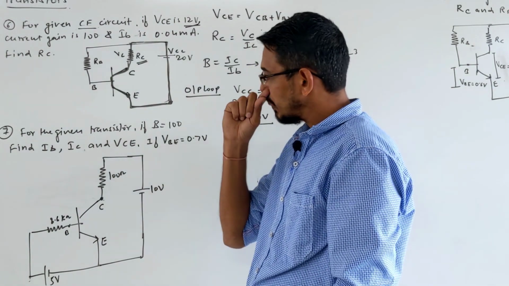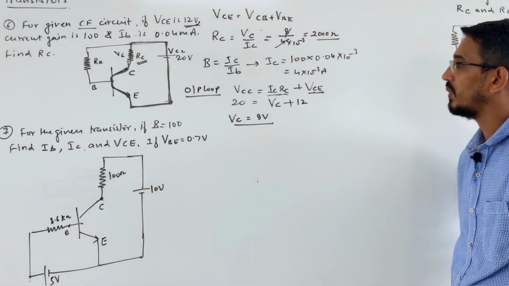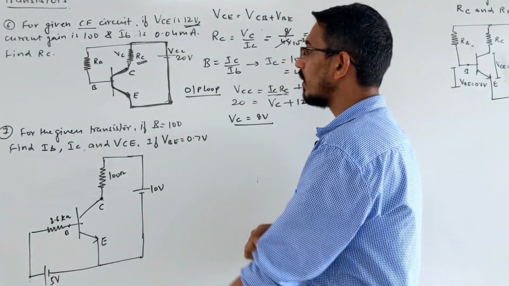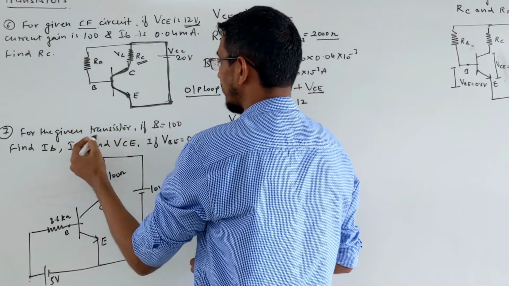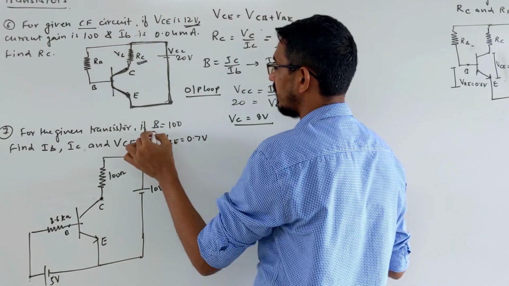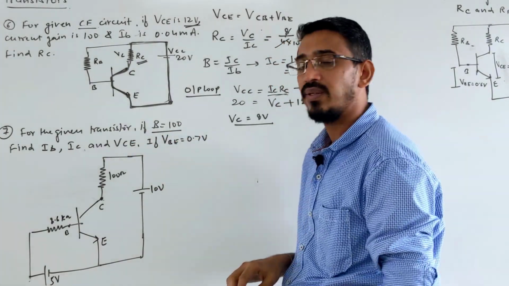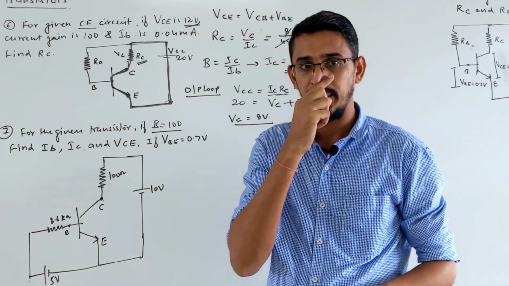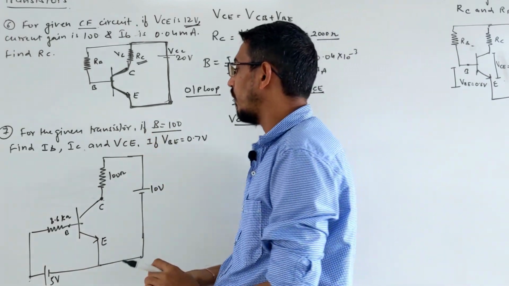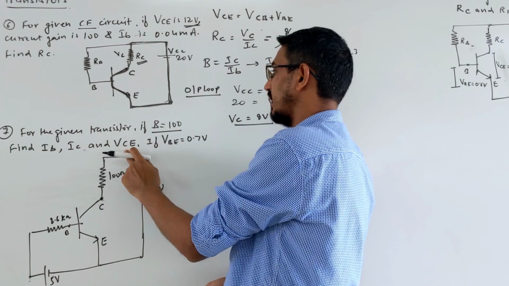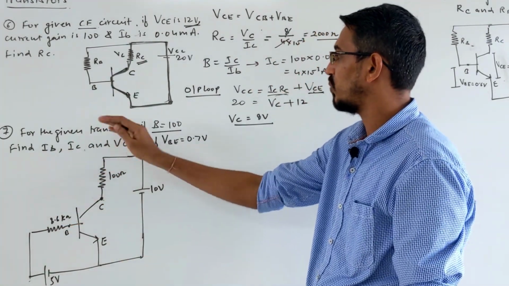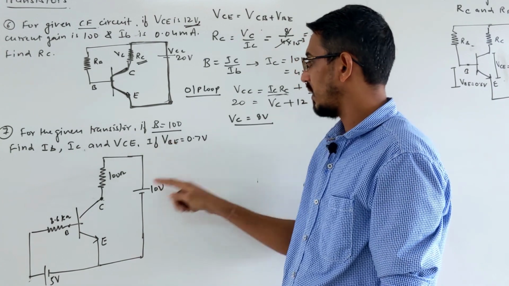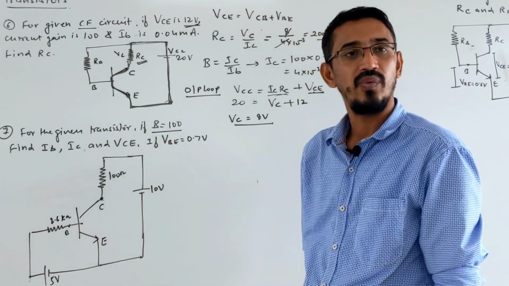Hope you understood this. If not understood, let's try the next question. For the given transistor, beta is given 100. They did not say the transistor type, but beta is given, and a big beta means it is common emitter mode. Find IB, IC and VC. These things we have to calculate: input current, output current, and the voltage from C to E. And VBE is given 0.7 volt.